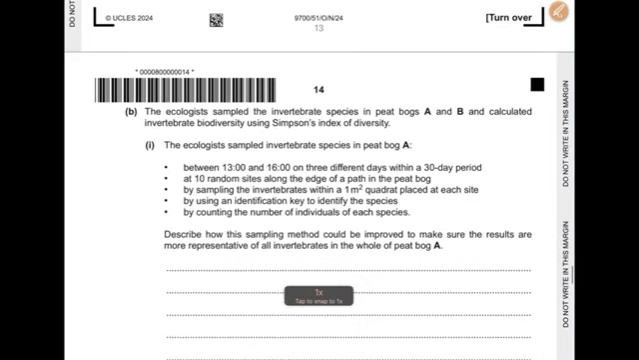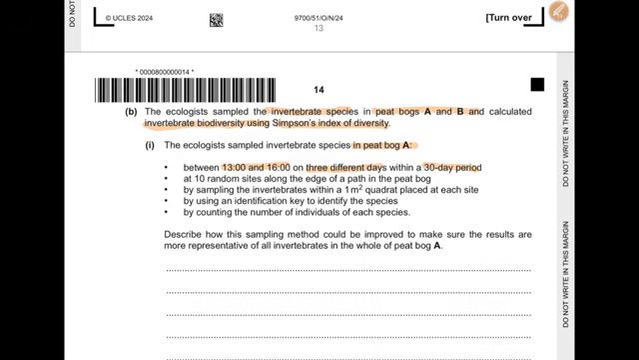Okay, moving on. The ecologists sampled the invertebrate species in peat bogs A and B. Okay, so they took the invertebrate species and sampled it and calculated the invertebrate biodiversity using Simpson's index of diversity. The ecologists sampled invertebrate species in peat bog A between 13 and 16 o'clock on 3 different days within a 30-day period.